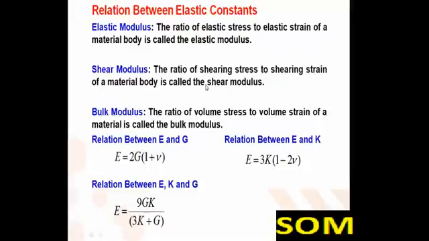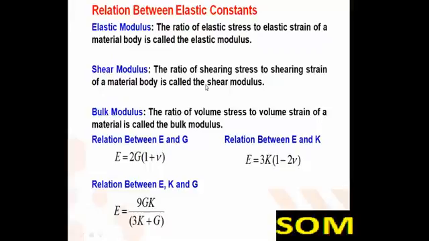This is the relationship between the three elastic constants. First is the elastic modulus, the ratio of elastic stress to elastic strain of a material body is called the elastic modulus. Shear modulus is the ratio of shearing stress to shearing strain of a material body. Bulk modulus is the ratio of volume stress to volume strain of a material.